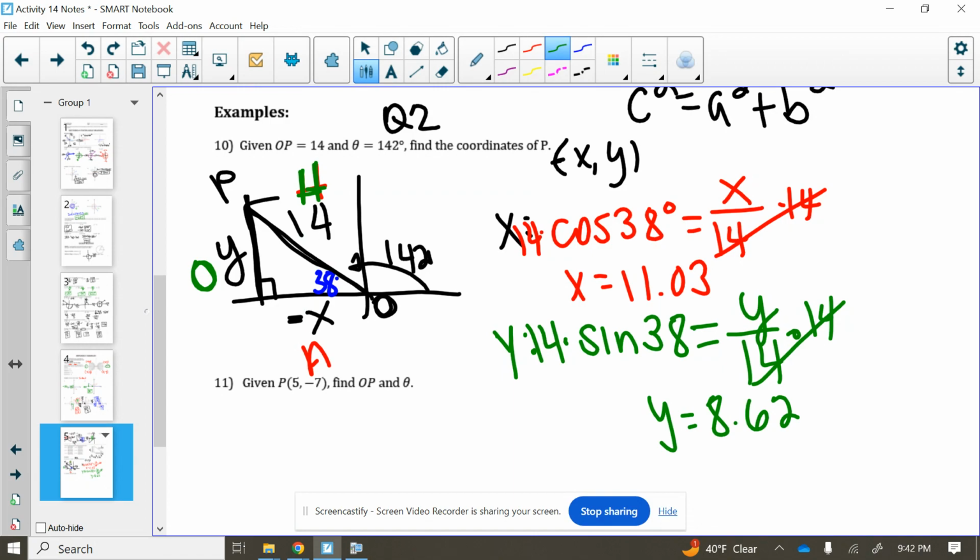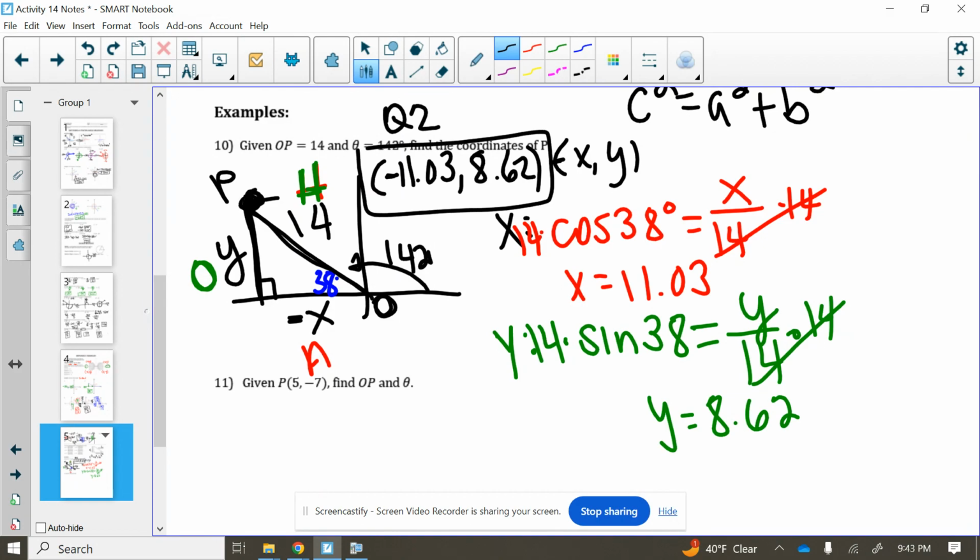Now again, when we think about our final answer for this point, we're in quadrant 2. So when we write our final answer, we would actually write it so that it's negative 11.03 since we moved to the left, positive 8.62 since we moved up to get to point P.